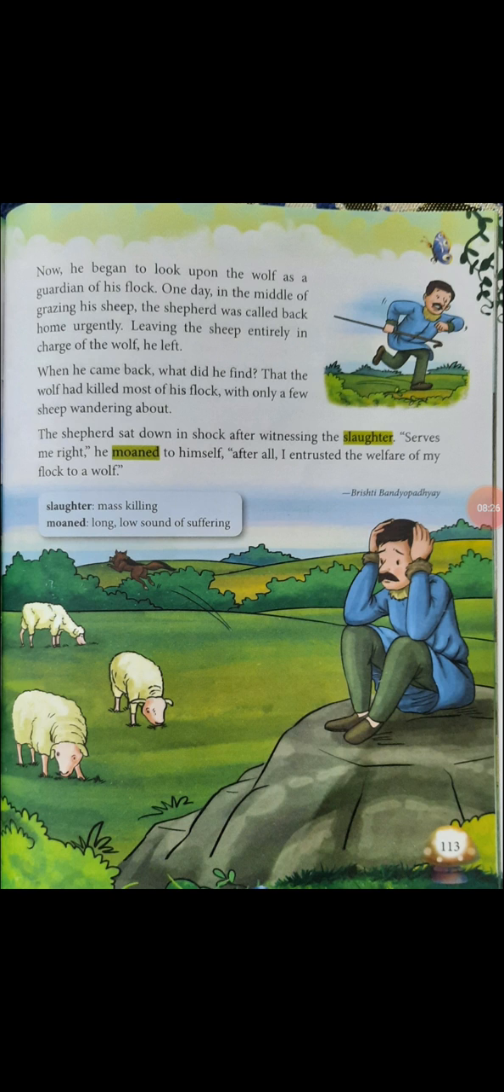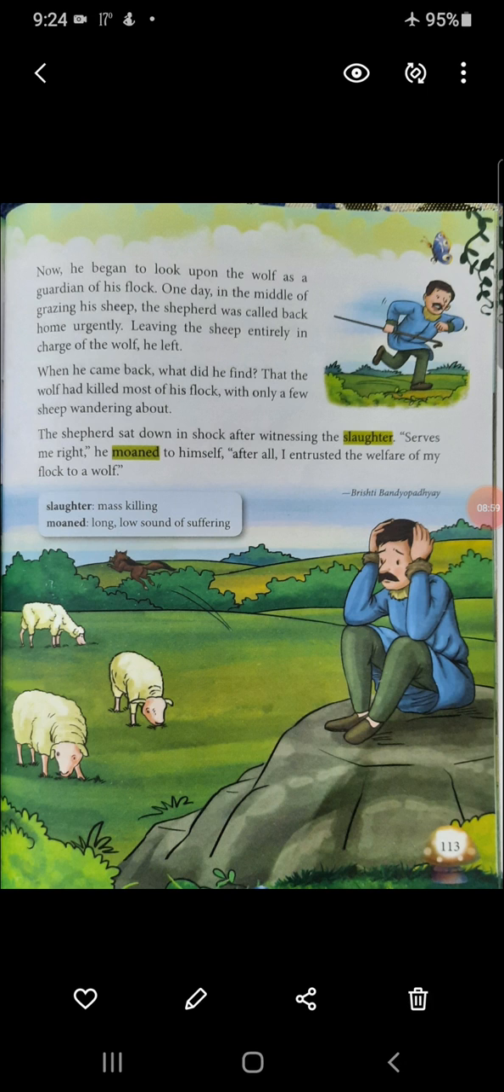He moaned, which means a long, low sound of suffering. He was about to cry. When we are about to cry, we make some voice, right? That is called a moan. He was cursing his fate, because he trusted a wolf, and the wolf is not a domestic animal, it's a wild animal, right? So how can he trust a wild animal with his sheep? So it's his fault. It's the shepherd's mistake, right?